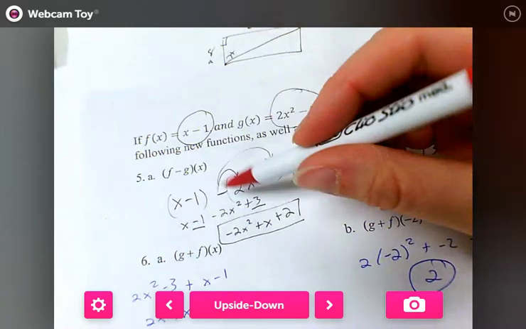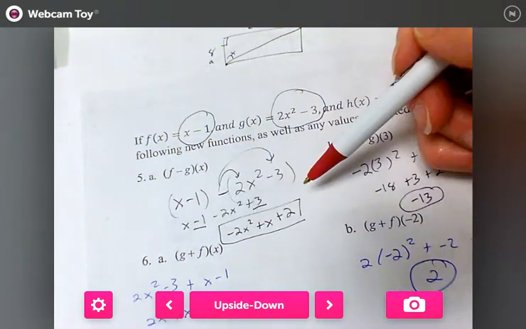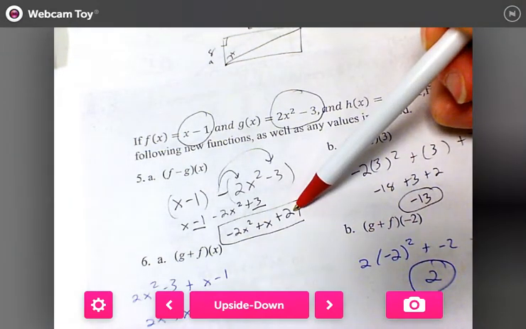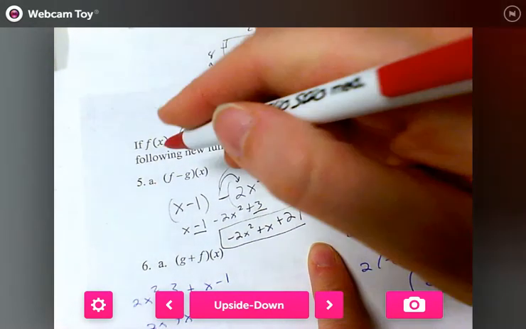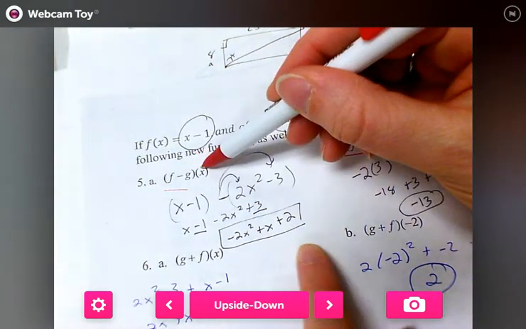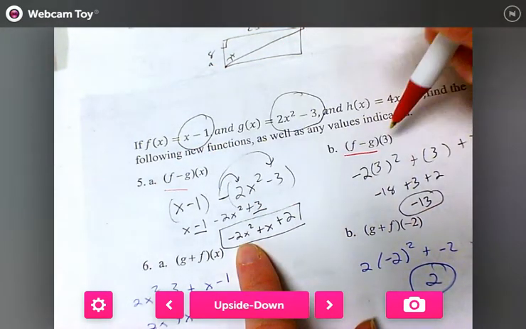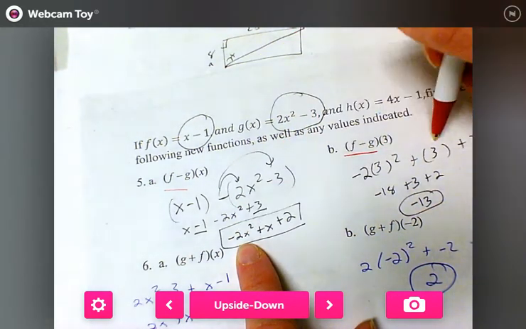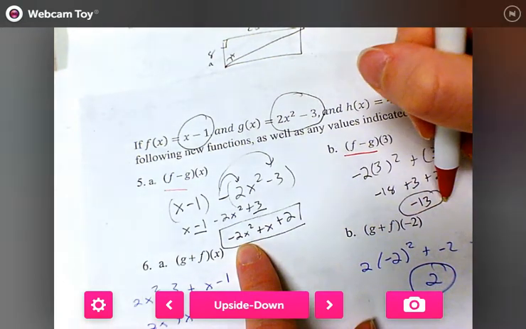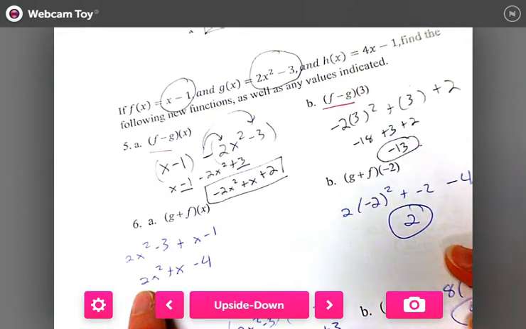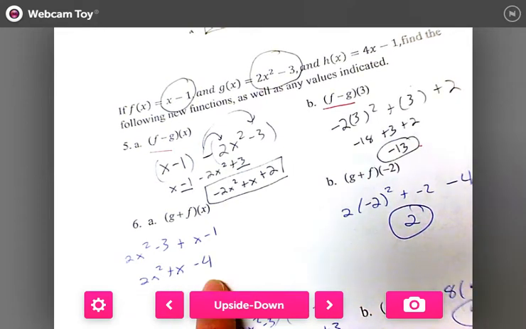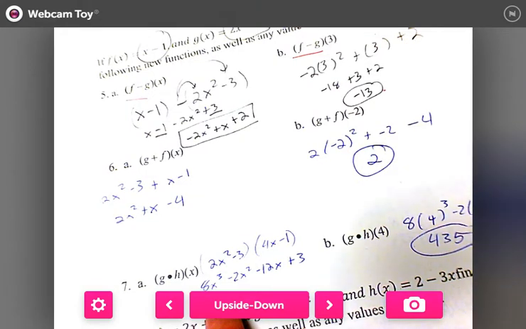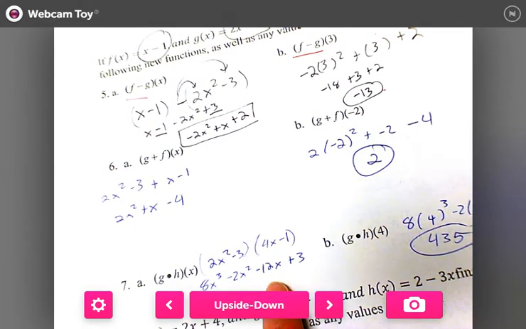Okay? All you're going to do is distribute the negative and then combine like terms, giving us negative 2x squared plus x plus 2. This other part, do you see how these say the same thing right there? This says x, so we left it as x. This says 3, so all I'm going to do is take this right down here that I've solved and replace x with 3, giving me negative 13. Okay? So then 6a gives me 2x squared plus x minus 4. B gives me 2. 7 gives me 8x to the third minus 2x squared minus 12x plus 3.